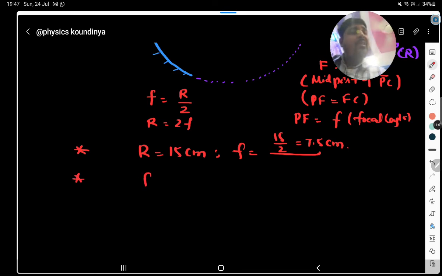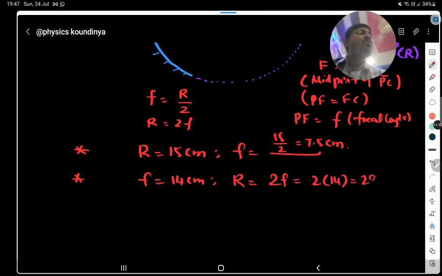If it is given F is equivalent to some 14 centimeters, then what is the value of radius of curvature? We know radius of curvature is twice the focal length, which is equal to 2 times 14, which is equal to 28 centimeters.